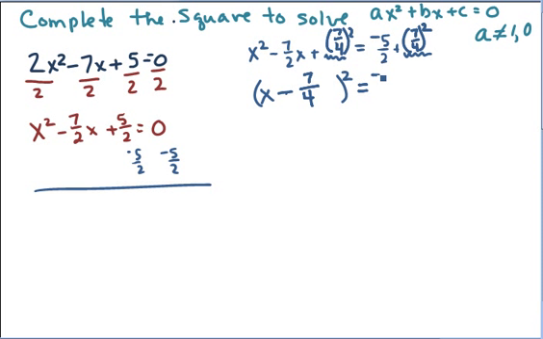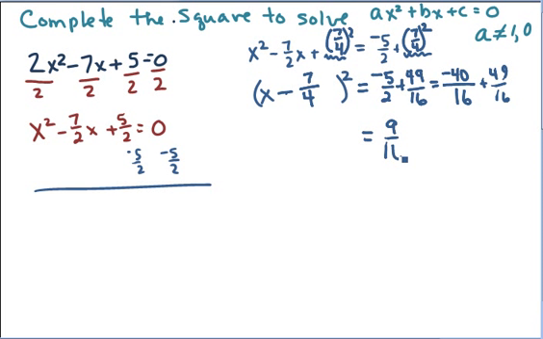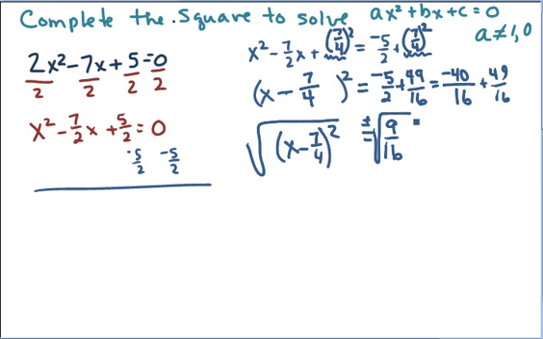Now that will require us to do some basic arithmetic simplifying. 7/4 squared would be 49/16, and then we will want to get a common denominator of negative 40/16 plus 49/16, and so our right side then is going to simplify to be 9/16, and we can then continue by using the square root property. That is, we take the square root of the left will equal the positive or negative square root of the right.